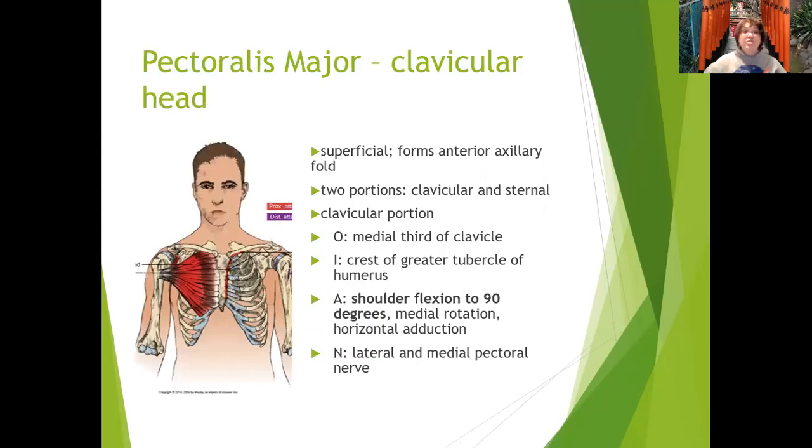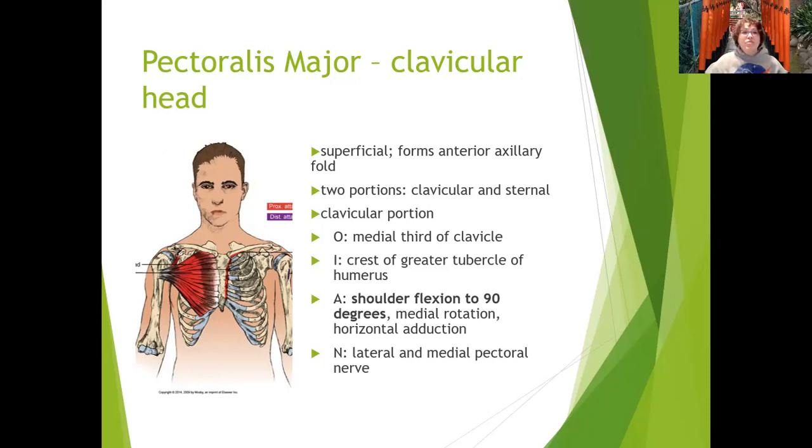So the clavicular head of the pec major, surprise, surprise, attaches to the clavicle. The name just gives it to you. It's superficial. It forms the axillary fold, like the front of your armpit, if you want to think of it that way. That's what it is, axillary fold, front of your armpit.